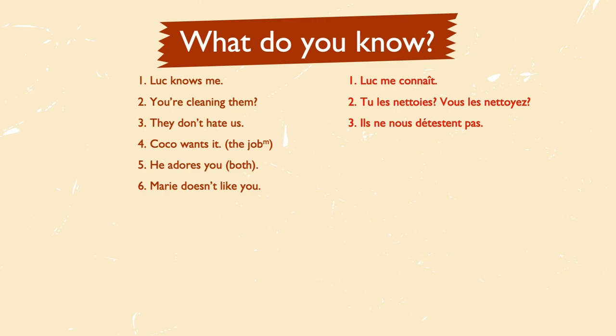Coco wants it. The verb is vouloir. And it is a job. It's masculine. So number 4, Coco le veut. All right, number 5, he adores you. And there's 2 of you, both of you. Il vous adore. Number 6, Marie doesn't like you. Marie ne t'aime pas.